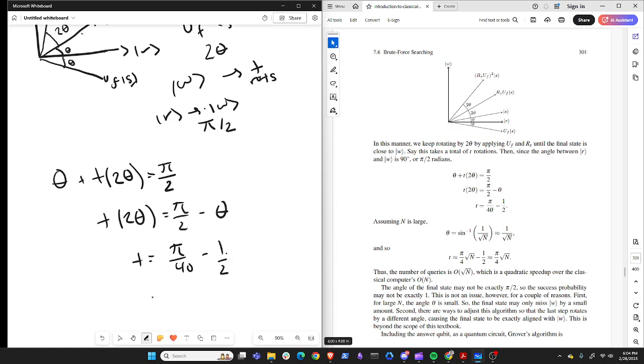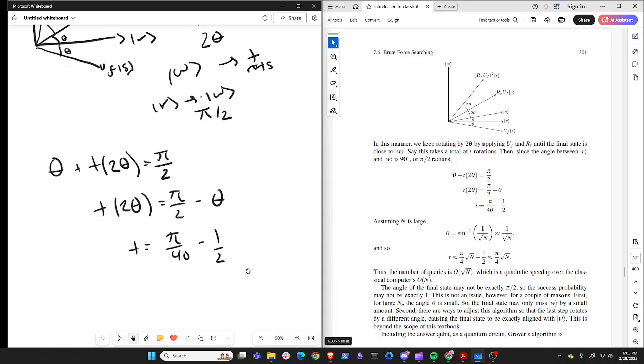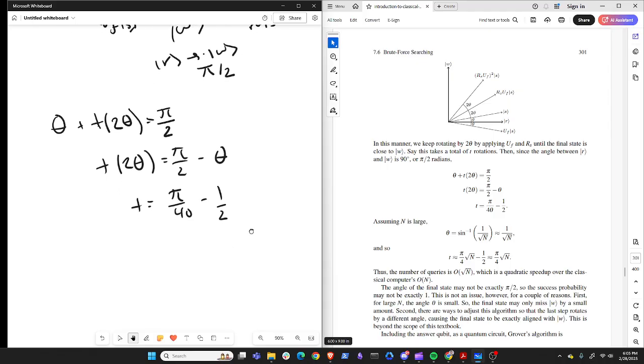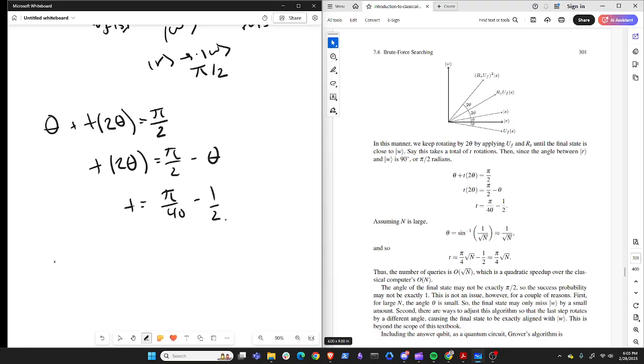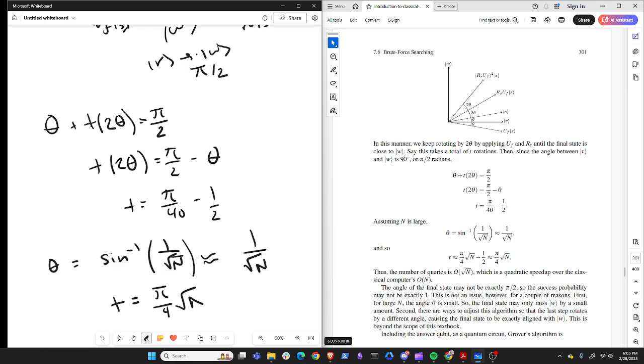So assuming that n is large, theta equals the inverse sine of 1 over square root of n, which is what sine of theta originally equaled. And it should approximately equal 1 over square root of n. So t is equal to pi over 4 square root of n.